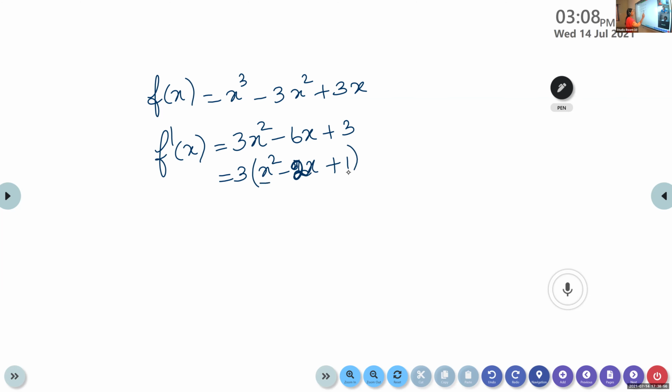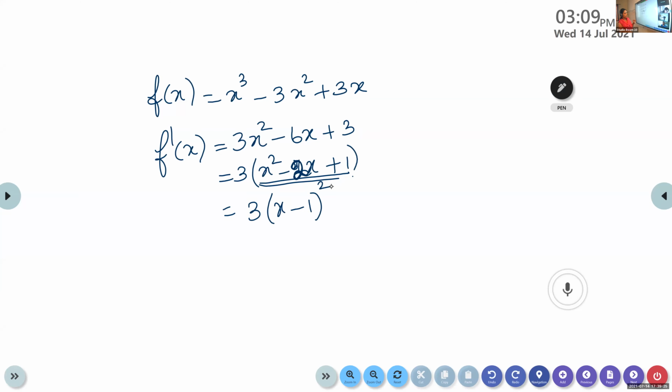What is this one, children? How can you write this one? We have learned factorization. What is x square minus 2x plus 1? How can we write this? It is x minus 1 whole square. Very good. Is it x minus 1 the whole square?